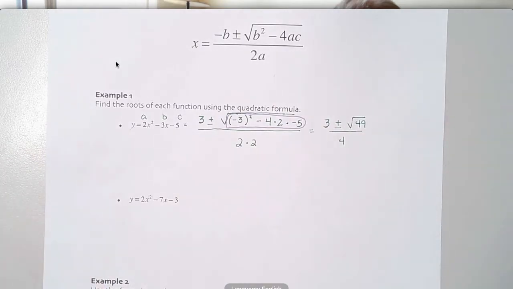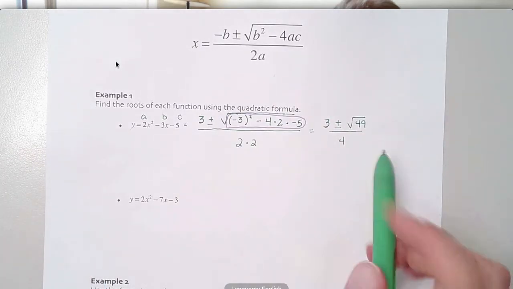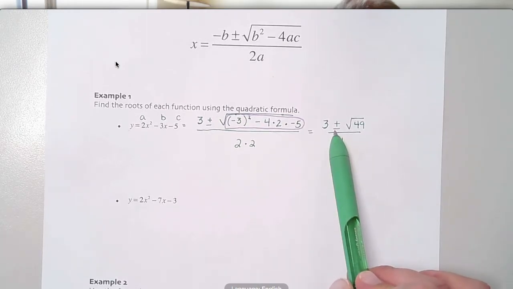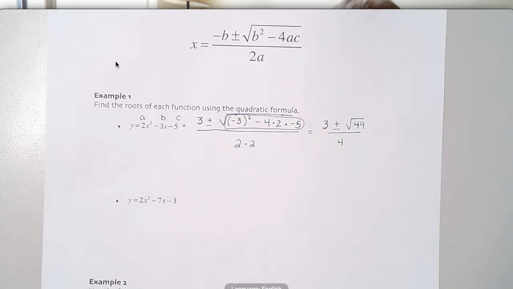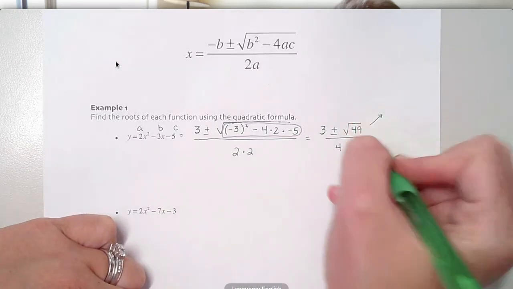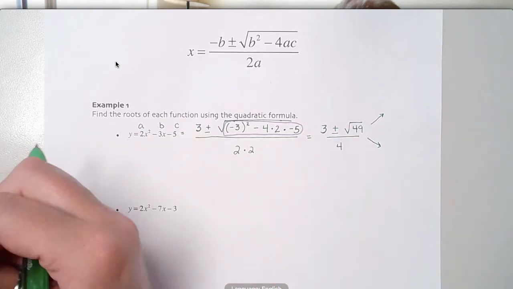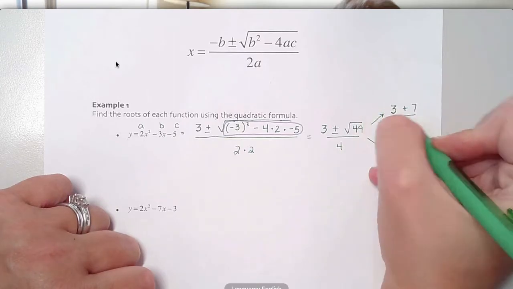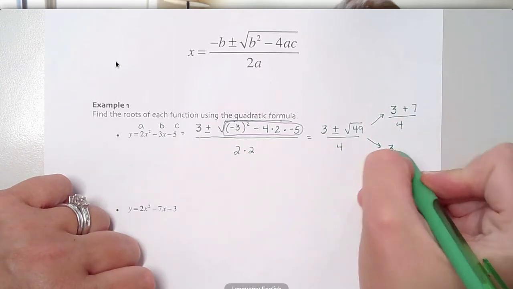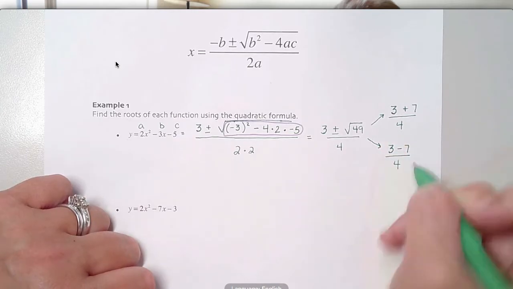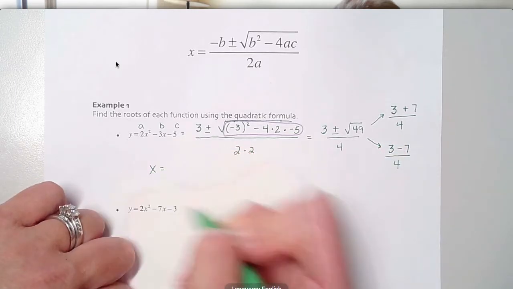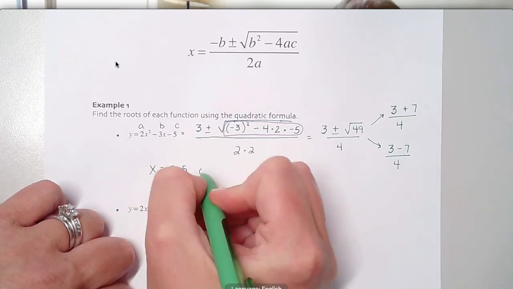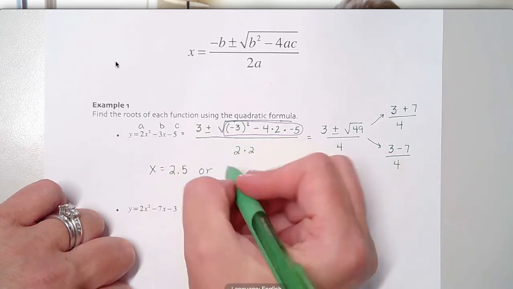Okay, I've made a really big deal about remembering that when you take a square root, you have a positive or a negative answer. The good news here is that's built into your equation for you. The plus or minus is there for you. That does mean that I'm going to split right here and come up with 2 different answers, which should make sense. Your roots, you should have 2 of them. So 3 plus 7 over 4 and 3 minus 7 over 4. And so my roots for this first function would be 10 over 4, which is 2.5, and negative 4 over 4, which is negative 1.